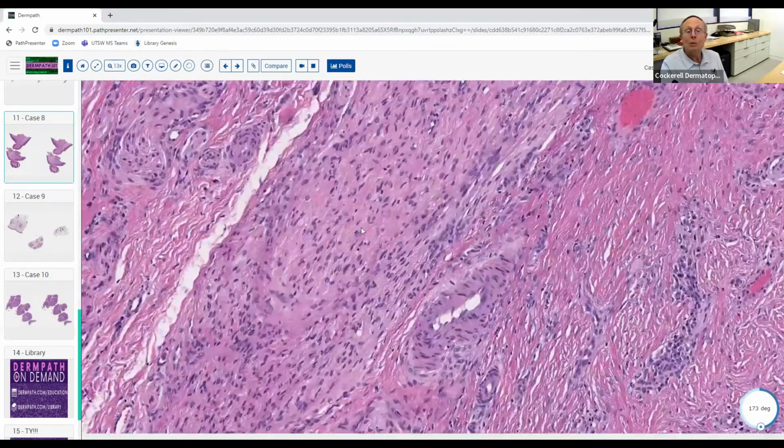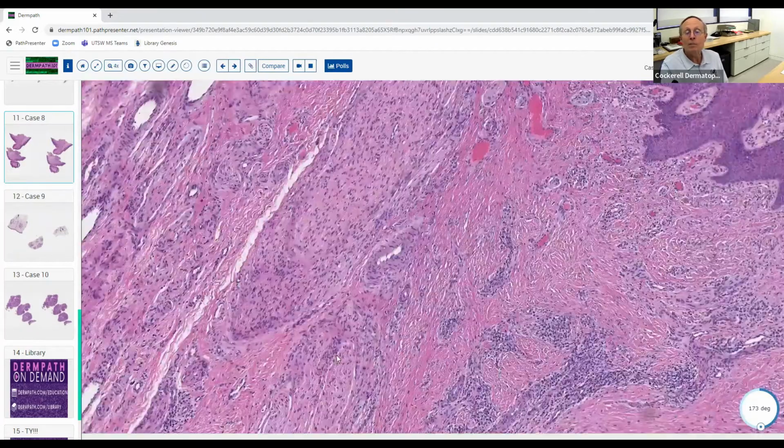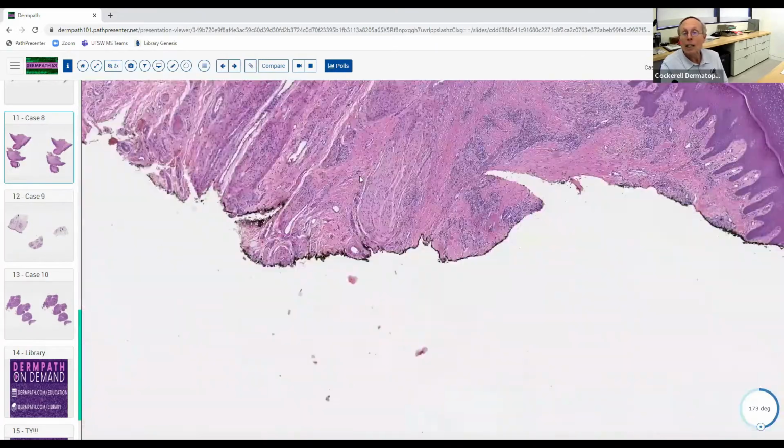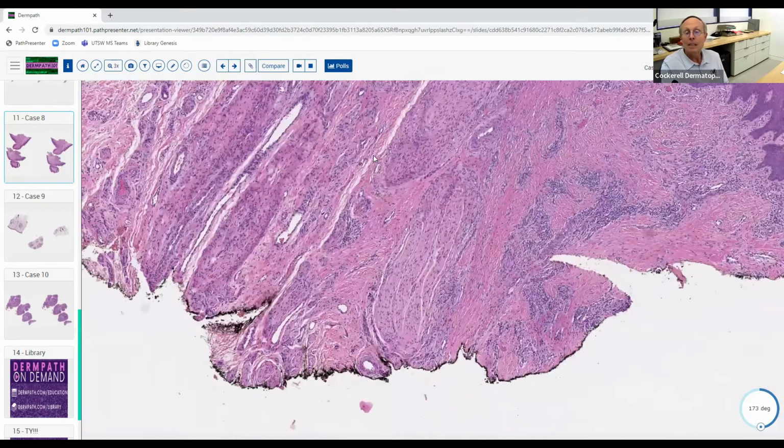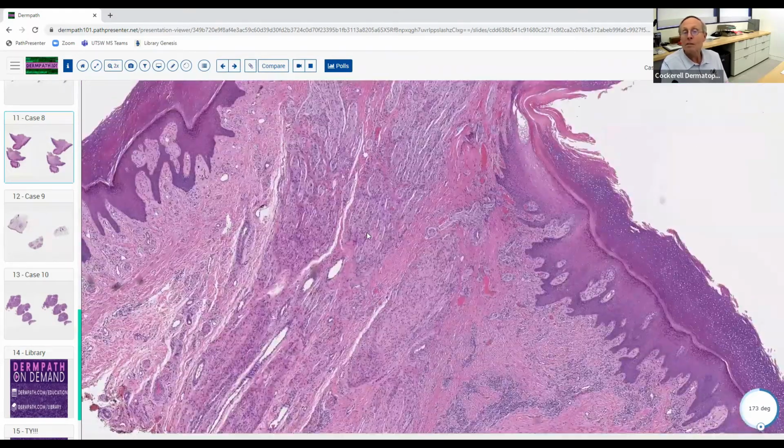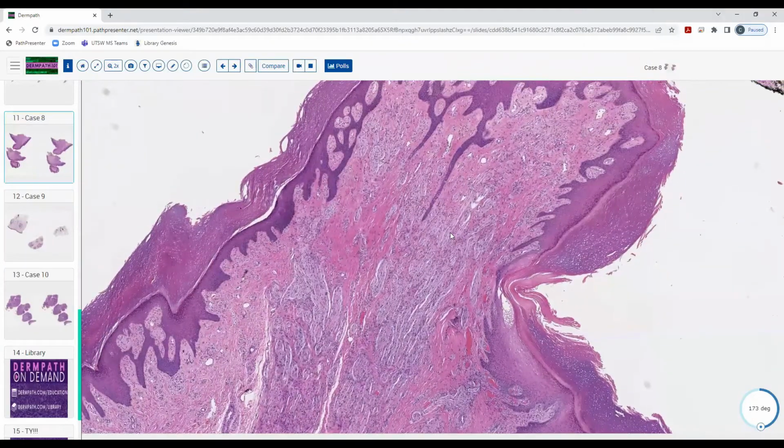In some cases, when you see these lesions, you'll actually see some cartilage or some bone, but usually you just kind of see this. So anybody know what this is? Perineurioma.